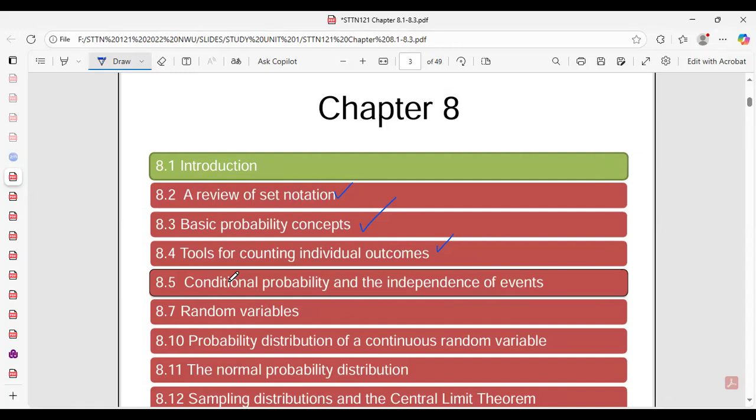The most important thing with stats is that you need to understand the basics. It's very important that you understand the basics. That is what I'm doing here. You need to understand the basics.